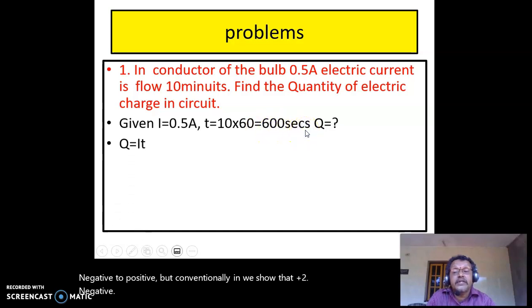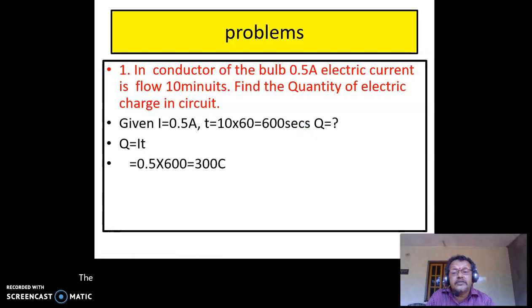So what is Q? Q equals I into T. You know that, 0.5 into 600. 6 into 5 is 30, 3000. After one digit you will put a decimal point. Then you will get 300 coulomb. So the answer is 300 coulomb.